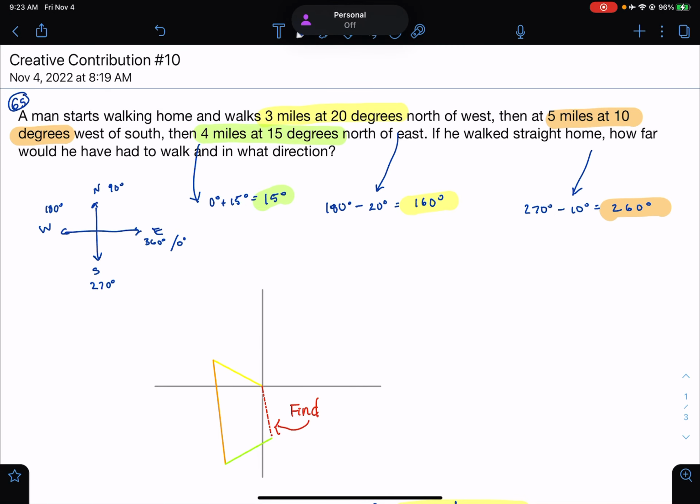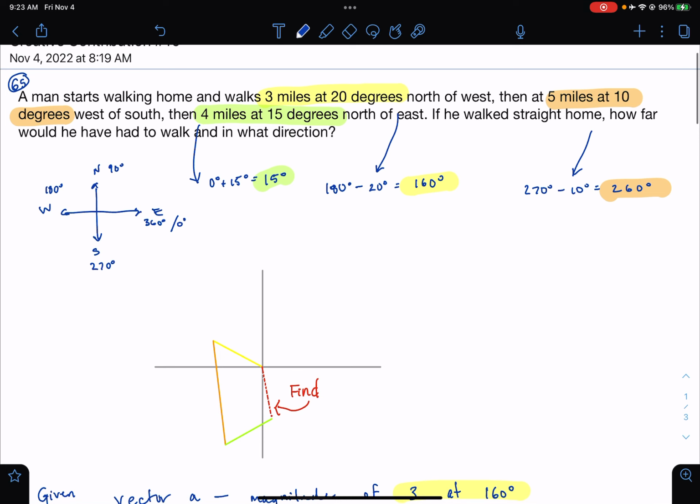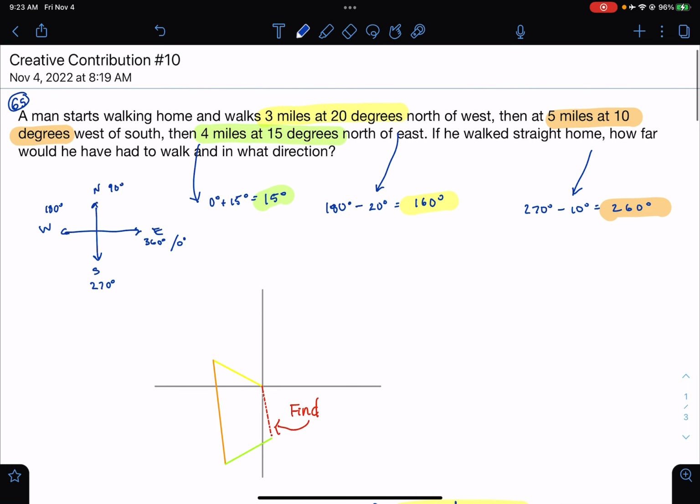Hi, this is Lucas. I'm doing a creative contribution again. This one is about vectors, and I've chosen to do problem number 65 out of the different options that we had. So I wrote out the problem.